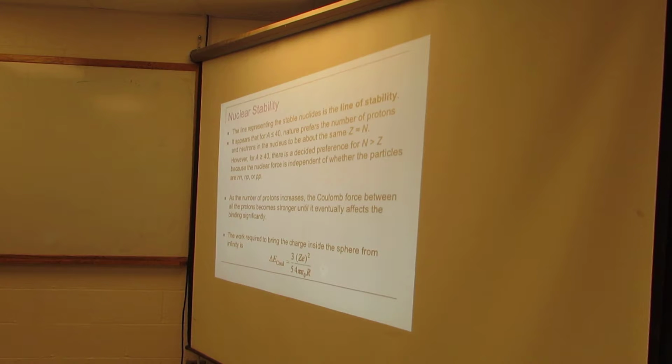What does this tell us about the energy inside, or what can happen? Because if the system is less stable, it's going to have more trouble, and the stability is going to be lost quickly, for example. As the number of protons increases, the Coulomb force between all the protons becomes stronger until it eventually affects the binding significantly. Then we see that this also depends on this quantity. Okay, and the work required to bind the charge inside the sphere is going to be infinite if this rule doesn't hold.